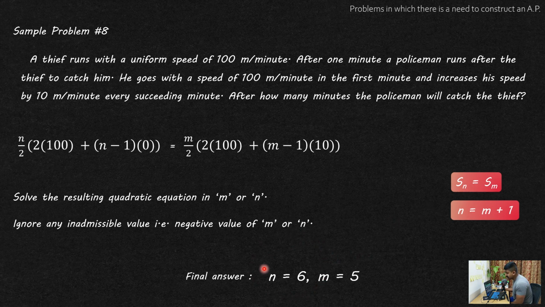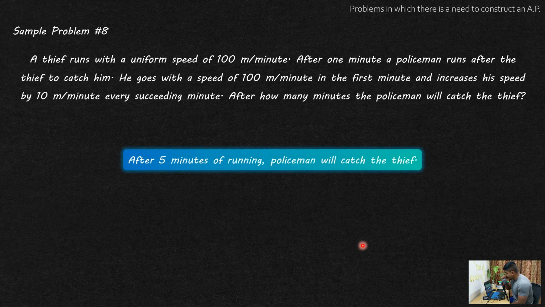So the final answer is n equals 6 and m equals 5. After 5 minutes of running, the policeman will catch the thief. Now when we are talking about this 5 minutes, we are talking about the policeman. The policeman will catch the thief when the policeman runs for 5 minutes.